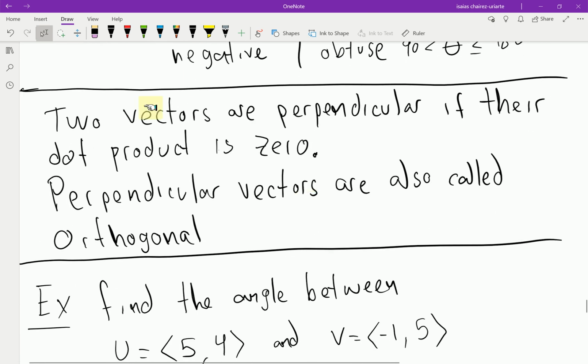An important result from all of this is that two vectors are perpendicular if their dot product is 0. If their dot product is 0, then two vectors are perpendicular. And perpendicular vectors are also called orthogonal. So if you see this word orthogonal, that just means perpendicular. It means that the angle between my vectors is 90 degrees. It means that the dot product of these two vectors is 0.